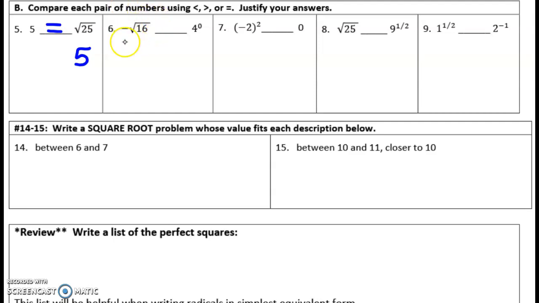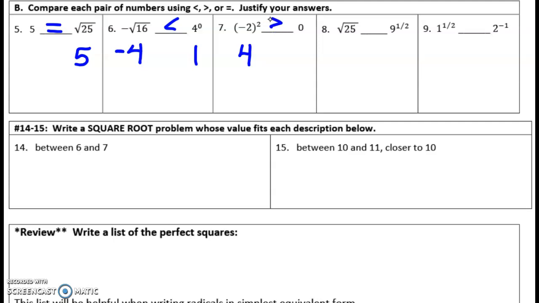Here, I know the square root of 16 is 4, and there was a negative in front, so this is negative 4. 4 to the 0 power, anything to the 0 power is 1, so 1 will be greater. Here, negative 2 times negative 2 is 4, and 4 is greater than 0.